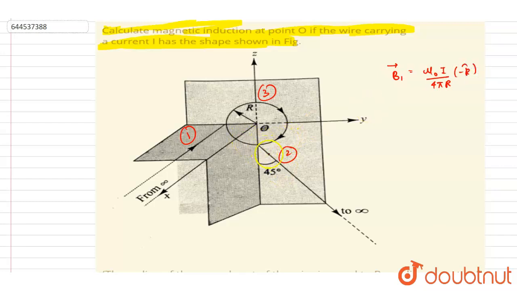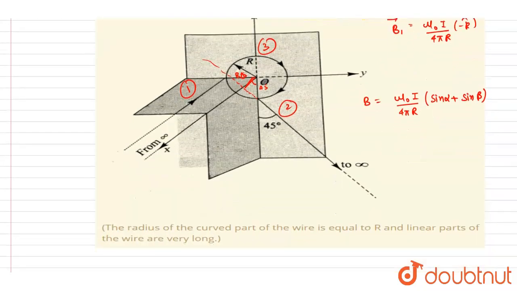Now, if you see, wire 2 is like this. If I write down a dotted line here, this distance will be r by root 2, and if you see this angle, it will be 45 degrees from the symmetry. We know that the magnetic field because of a semi-infinite wire at a distance r is mu naught I by 4 pi r, into sine alpha plus sine beta. So this will be the magnetic field.